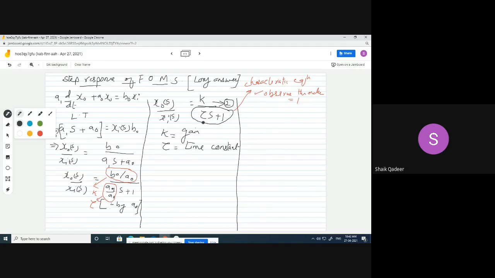If this equation is given and you are asked to find the step response of this system, then in that case we assume that this is nothing but a first order system and we need to proceed for a first order system. So, can I proceed further?